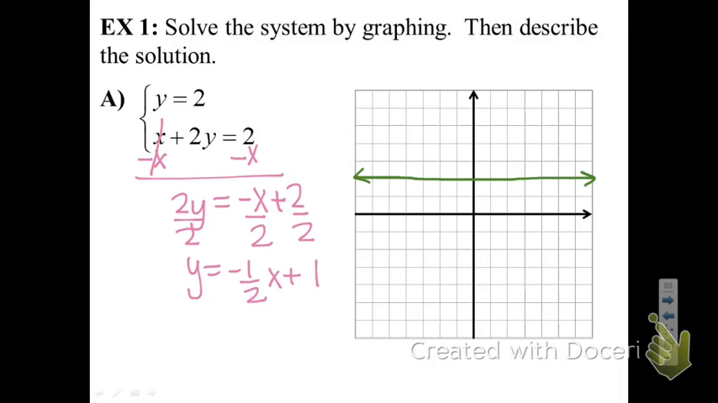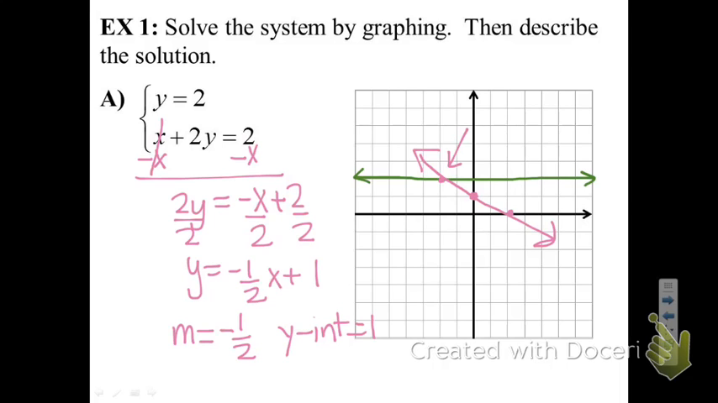Once you have y solved for, then you can pick out those important pieces like the slope. The slope is negative 1/2 and the y-intercept is 1. So we will use that information to graph. This says that we start at 1 and we go down 1 over 2 or go up 1 over 2. And I would encourage you to keep graphing that slope until you can decide whether those lines are going to intersect. We can see here that these two lines intersect right there at that point.